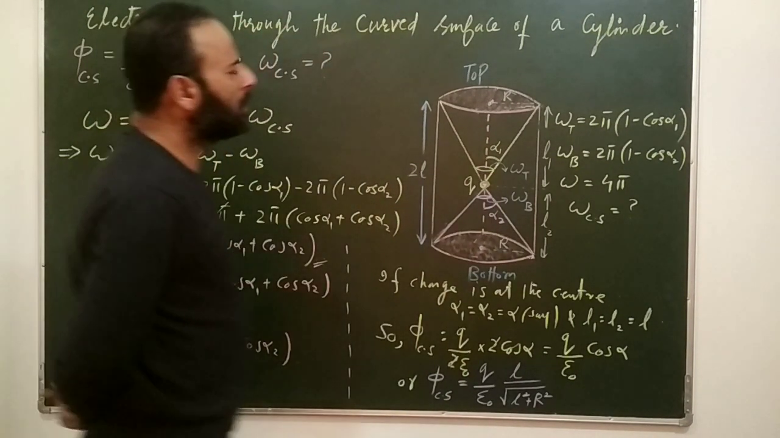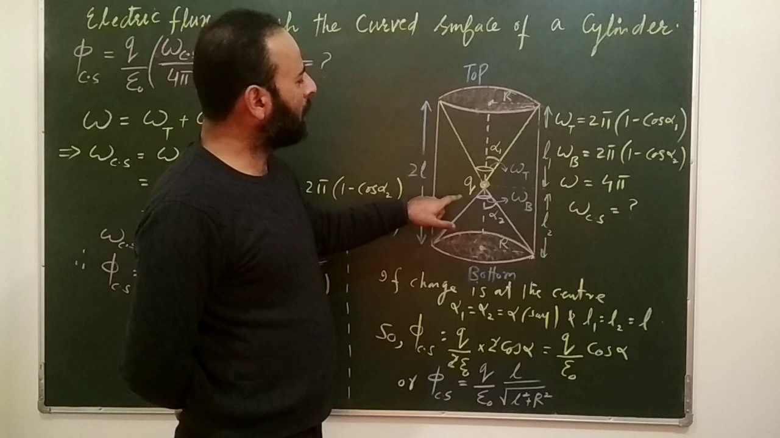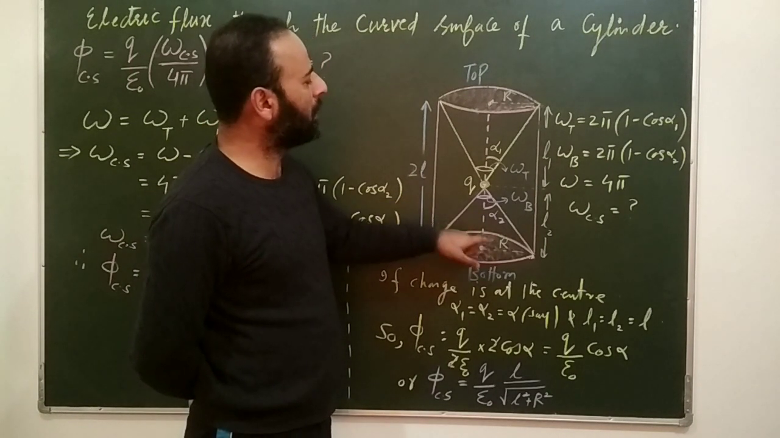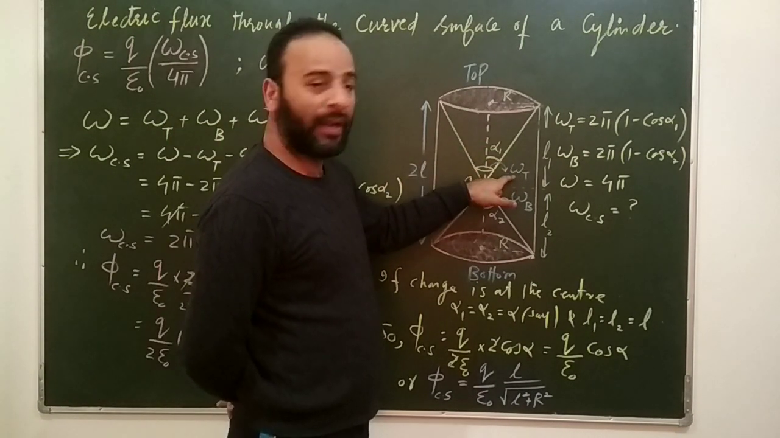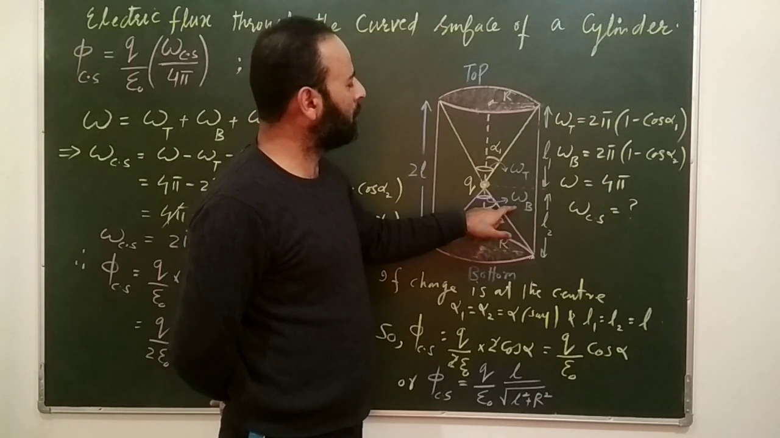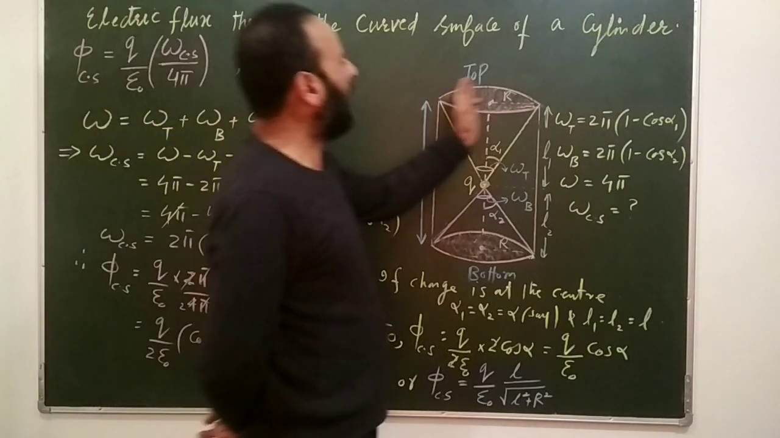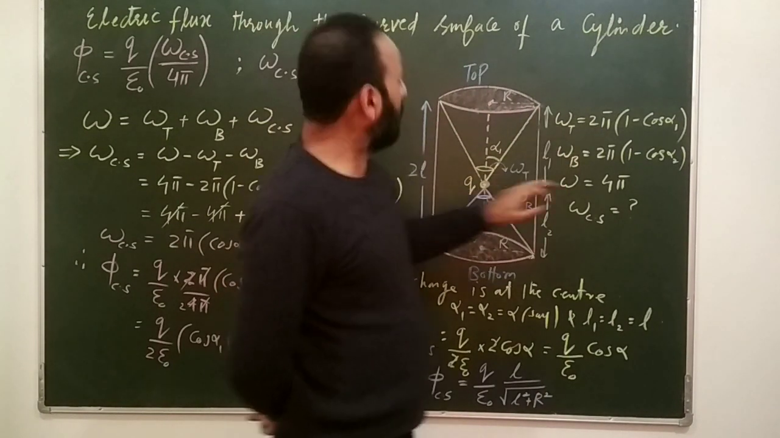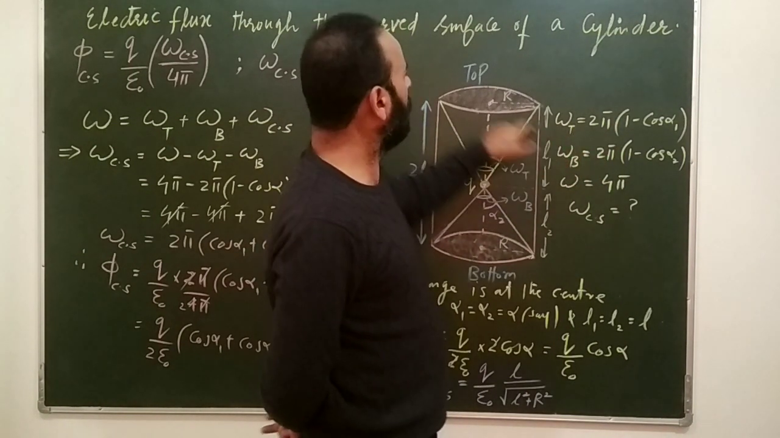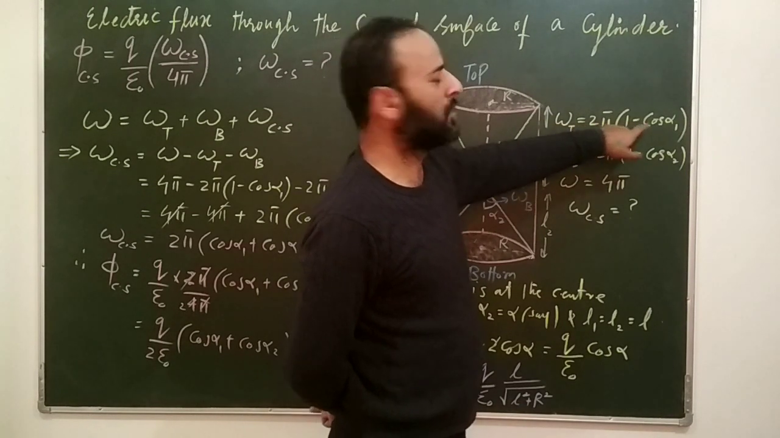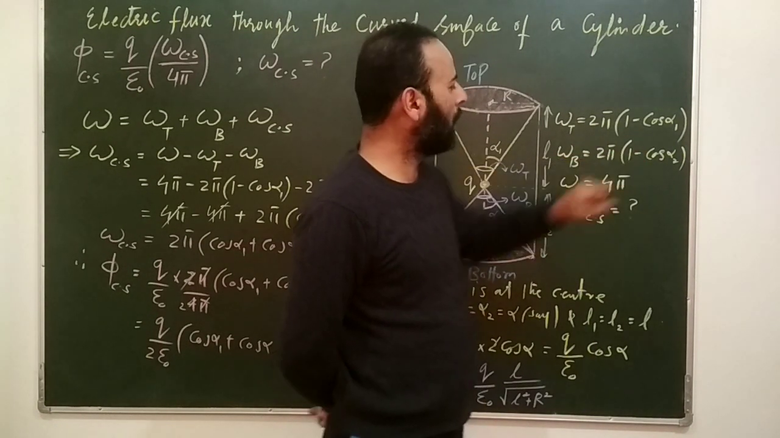Now, suppose alpha 1 is the semi-vertex angle subtended by the charge with the top and alpha 2 is the semi-vertex angle with the bottom. So, the solid angle subtended by the top is omega t and the solid angle subtended by the bottom is omega b, right? Now we know the solid angle subtended by a disk or a circle on its axis at a point is given by 2 pi into 1 minus cos of alpha. So the solid angle subtended by the top is omega t equal to 2 pi into 1 minus cos of alpha 1, and by the bottom, omega b is equal to 2 pi into 1 minus cos of alpha 2.